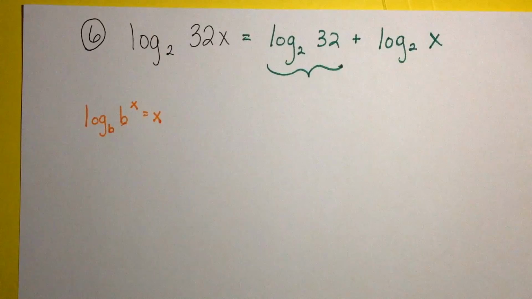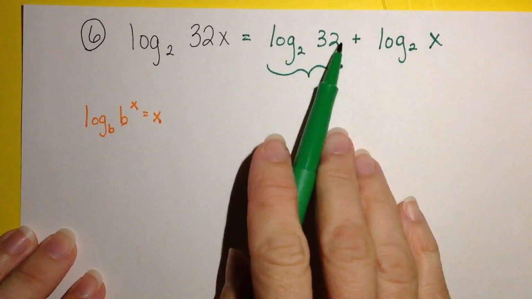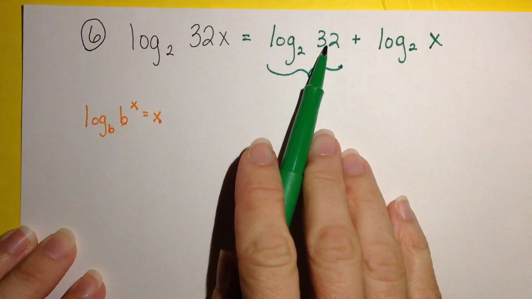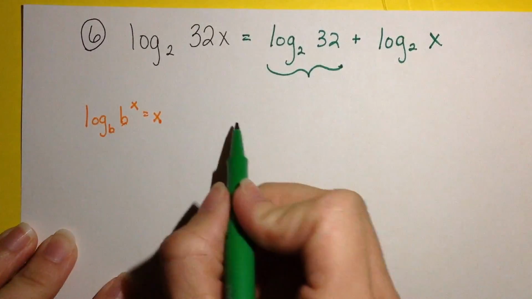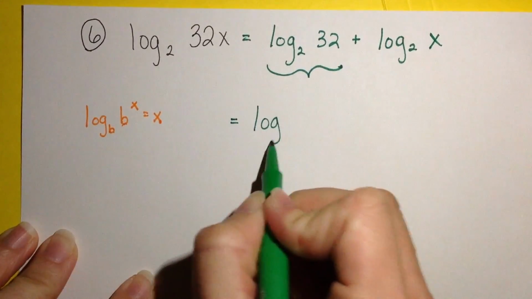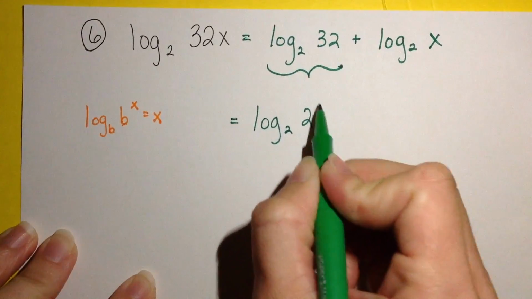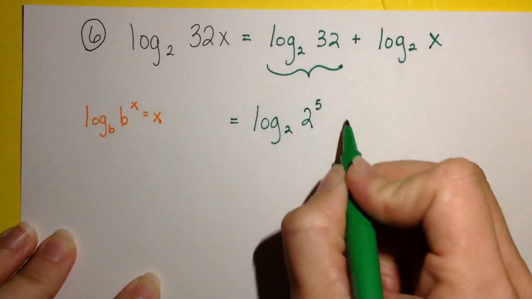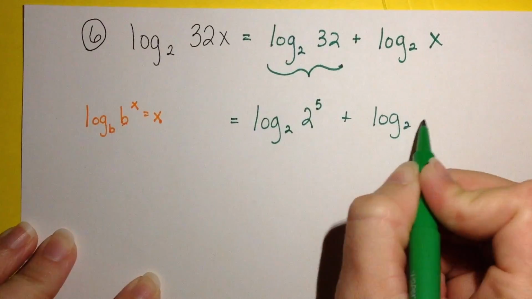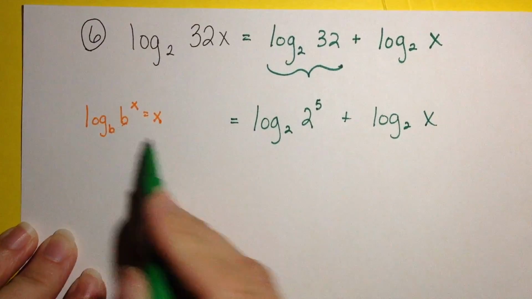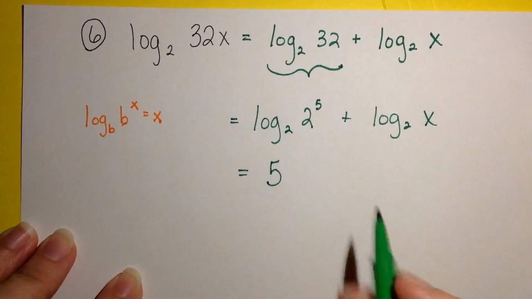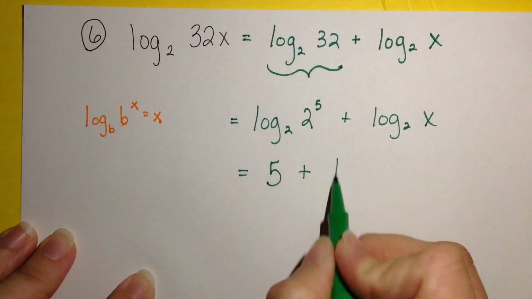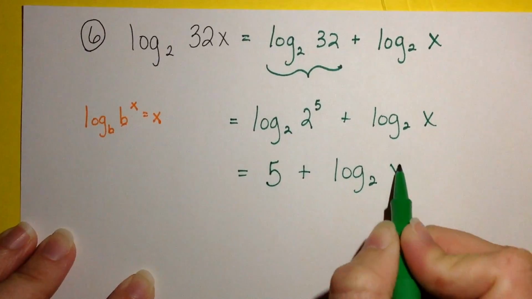Now, what I have as my base on this example, of course, is the 2. But I actually can rewrite 32 as 2 to a power, so I will actually be able to apply this property. So if I rewrite 32 using a base of 2, that would have to be to the 5th power. So according to this property here, this first term is just equivalent to just 5. So you would simplify this just to be 5 plus log base 2 of x.